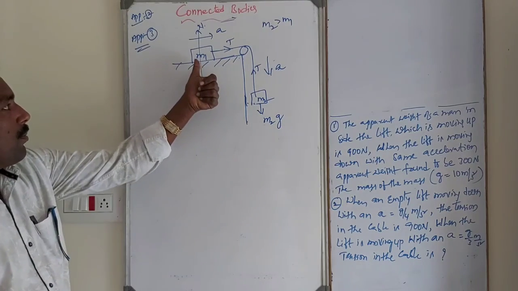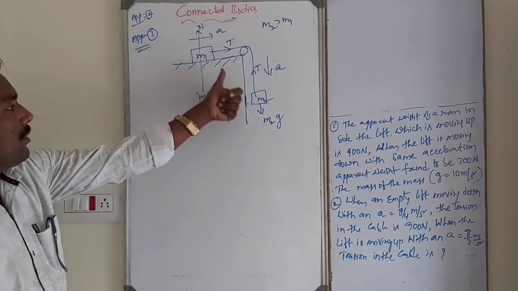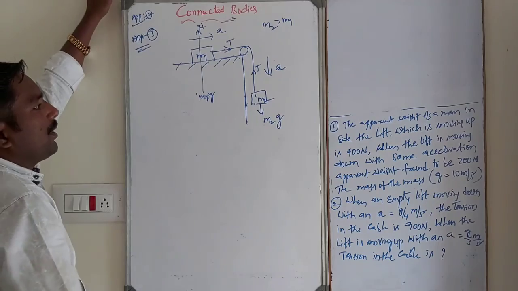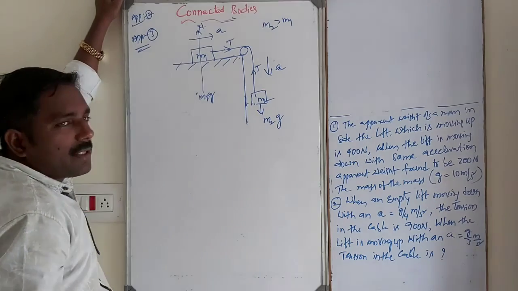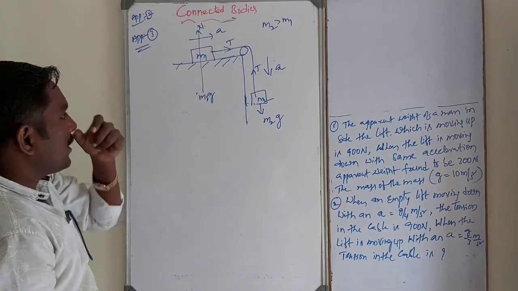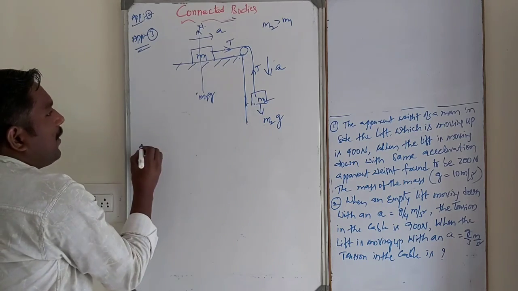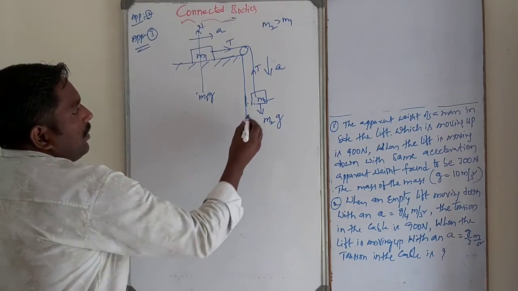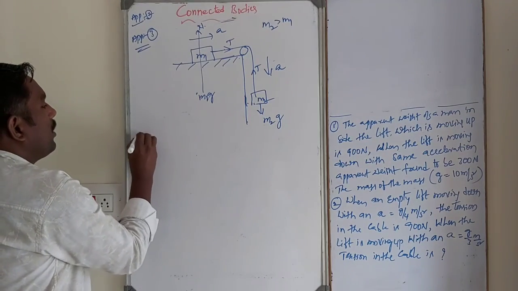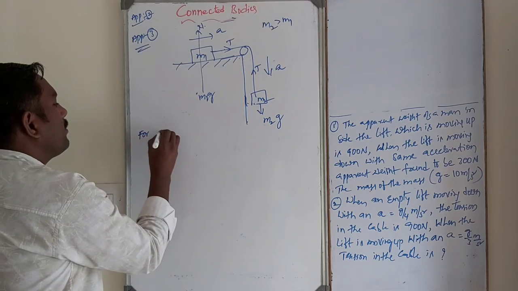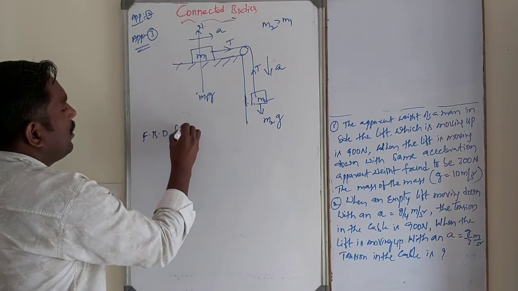See, one body is m1 and another body is m2. These are connected by a pulley on a frictionless table. So m2 is greater than m1. Find the acceleration and also the tension in the system. It is very easy. First of all, draw the free body diagram for m2.